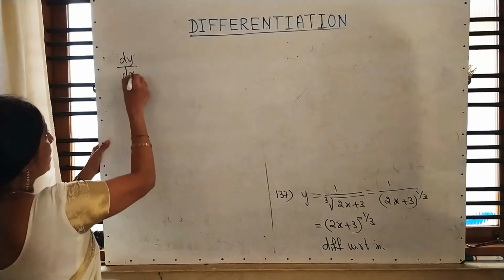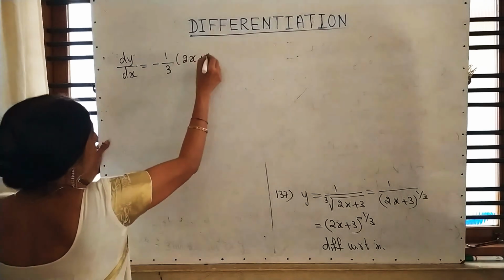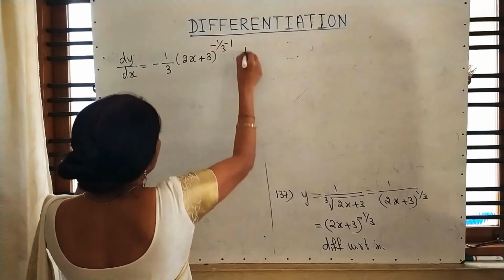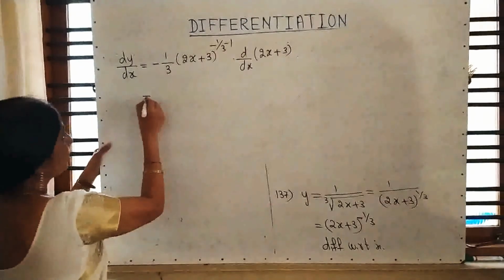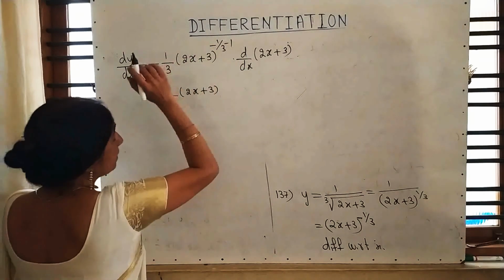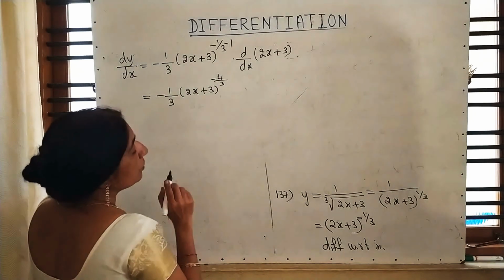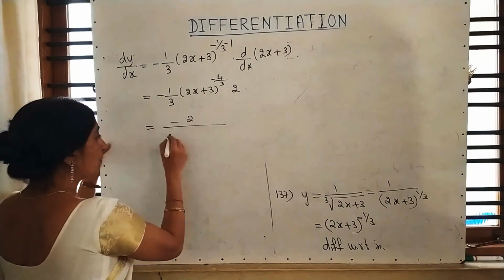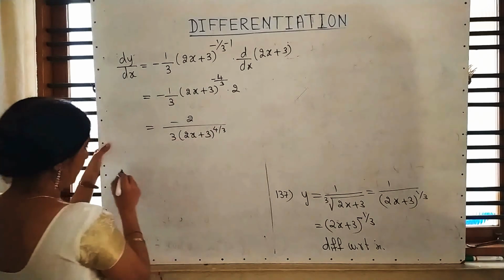dy upon dx. First power is minus 1 by 3, (2x plus 3) raised to minus 1 by 3 minus 1 into differentiation of base without power. Minus 1 by 3 minus 1 is minus 4 by 3. Take the LCM. And what is the differentiation of 2x plus 3? 2. This we can write minus 2 upon... Because it is a negative, I am writing that in the denominator.